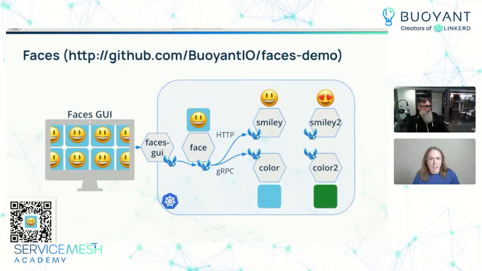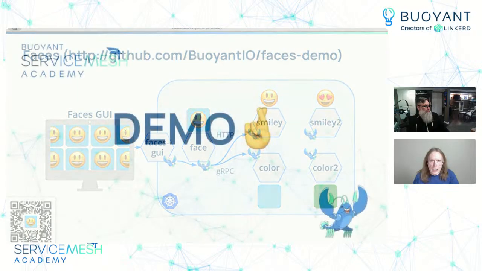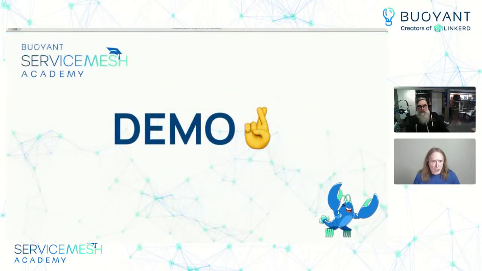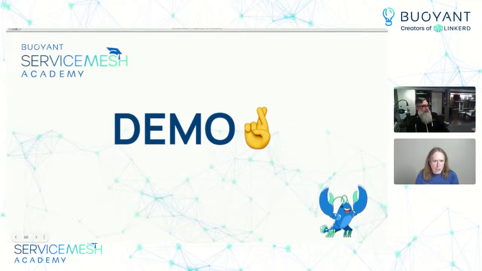Finally, of course, we have Linkerd everywhere. So all of our workloads are meshed, even smiley2 and color2, even though we're not using them at the start. And with that, it's demo time, unless there are any questions that haven't been handled yet, Tom. I think we're good. Awesome.